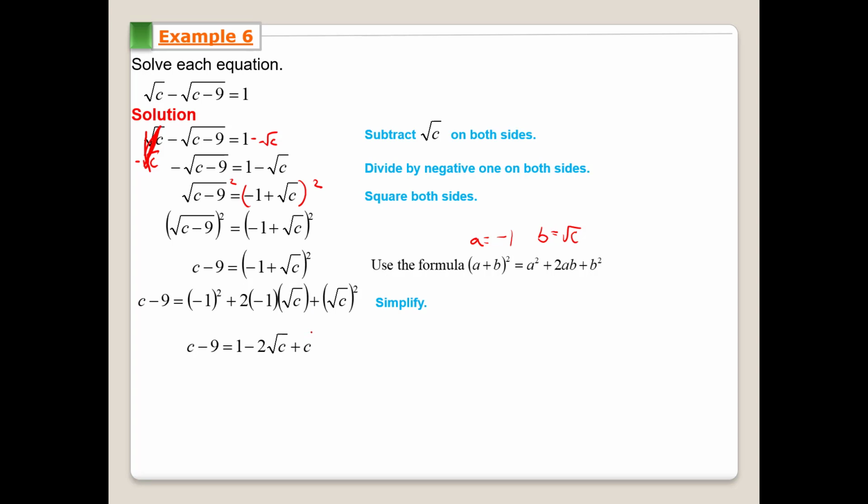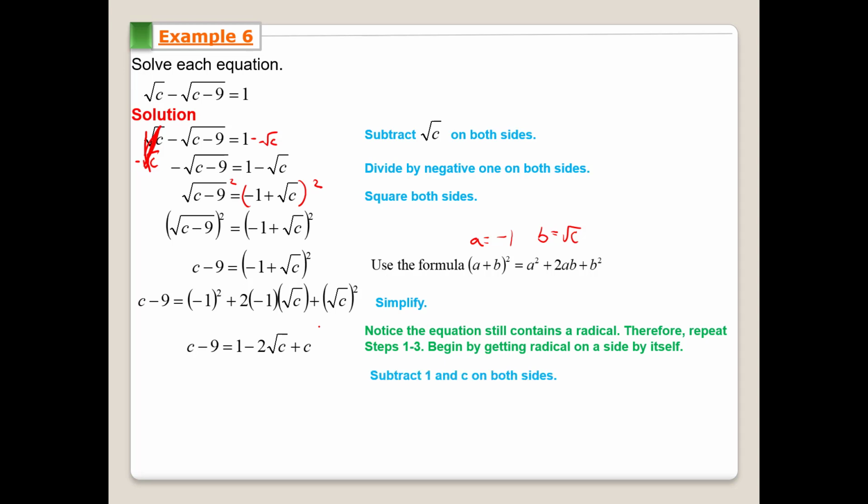All right, so let's notice the equation still contains a radical. Therefore, we have to repeat steps 1 through 3. So we need to take care of this by getting the radical by itself on one side. To do this, let's subtract 1 and c from both sides. Subtract 1 and subtract c.